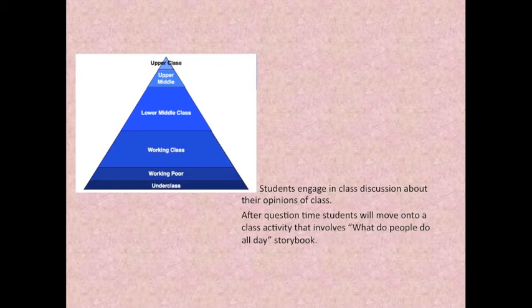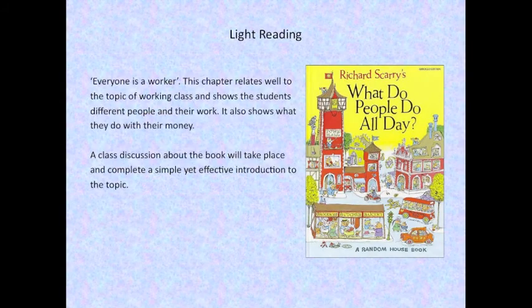After question time, the class will then move on to a class activity that involves a particular storybook that can be related back to class. The storybook is called What Do People Do All Day? And the section that the students are studying is called Everyone is a Worker. The section in the book relates to the concept of class because it displays all of the characters and the type of jobs they have.